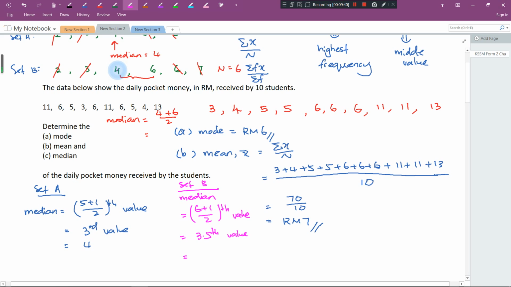So we have to take the third value, which is 4, plus the fourth value, which is 6, and then divide by 2. So you will get 5 also. Okay, so this is 5, correct or not? 4 plus 6, 10 divided by 2, 5. Okay, so this is another way to use this formula to help us to get the positions of the median. Okay, so now let's go back to these questions.